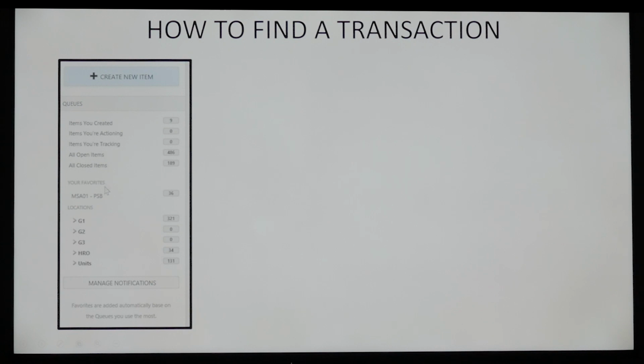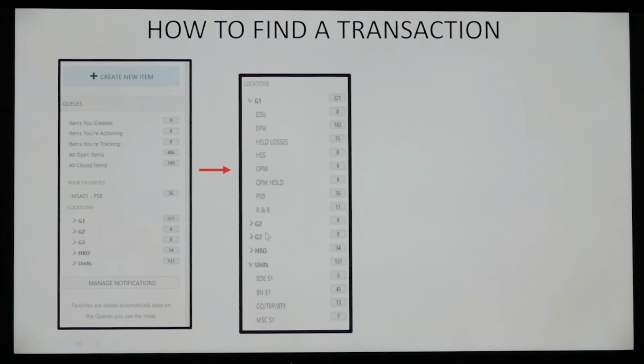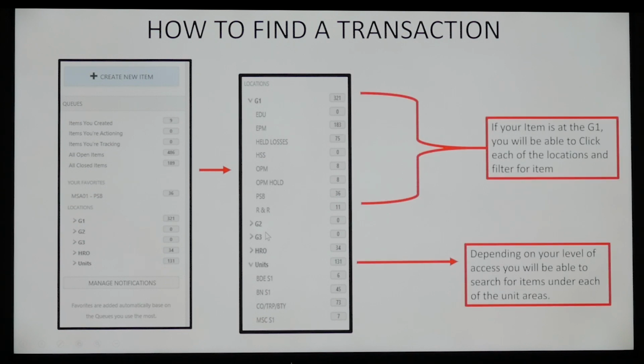The next way you can do it is you will be able to see soldiers at whatever level it is, and this is how you would track that. For example, if I was going to track items in the G1, I would select G1 and then select, for example, EPM. Or if I'm at the MSC level or brigade level or battalion level and I wanted to see actions that are in the company troop battery level, I would be able to select it to see soldier transactions or how many exist in there, or be able to filter for a soldier's name.